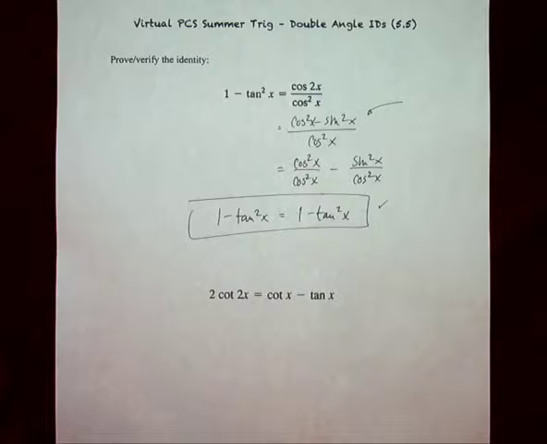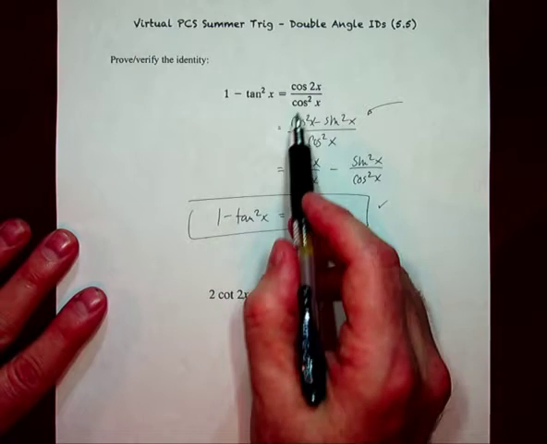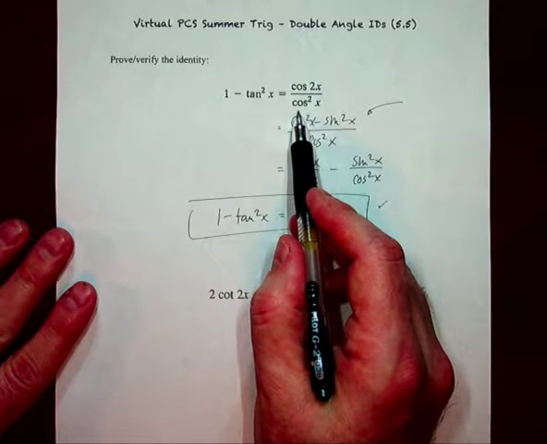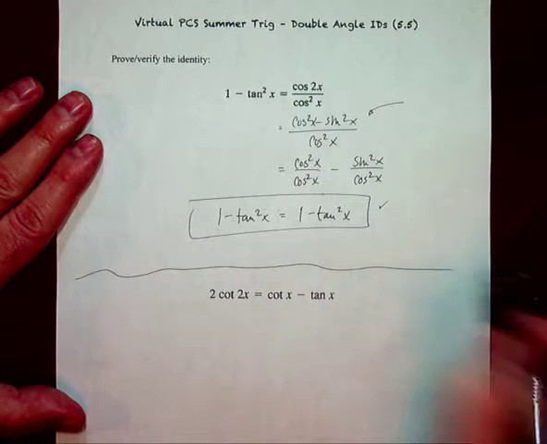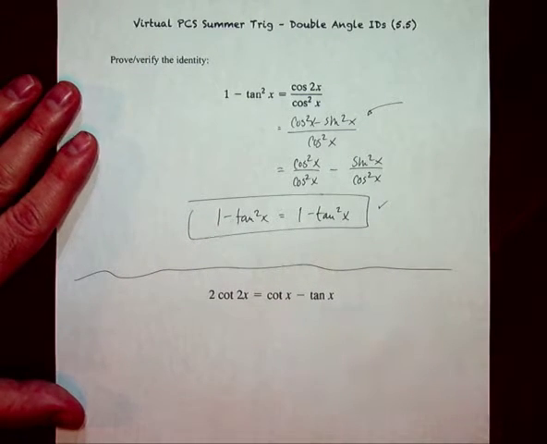Now remember, it's not a matter of whether you can do something. You can do an infinite number of things to either one of those sides, the left side or the right side. It's not a matter of what I can do. It's a matter of whether I should do. And should I take that cosine squared and expand it into 1 minus sine squared? Absolutely not.